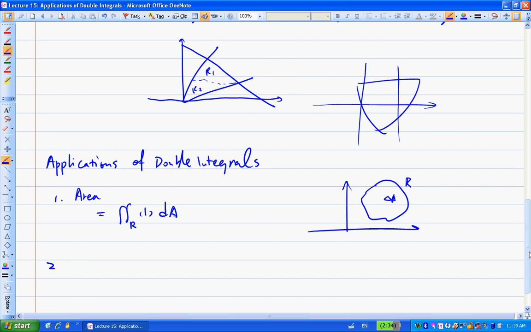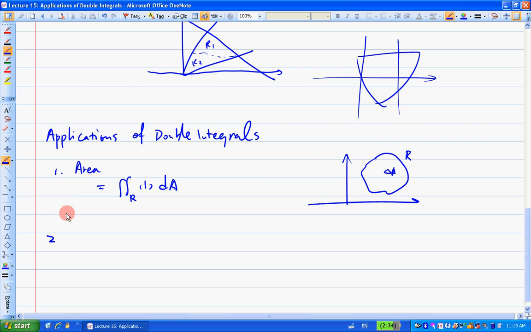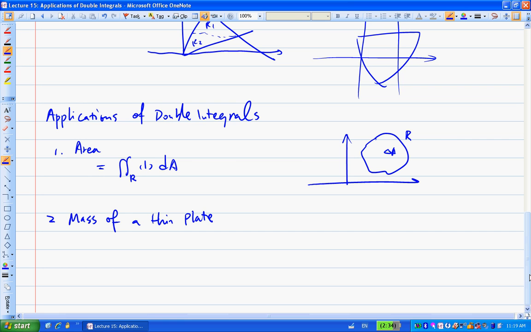Okay, so the second one here is to calculate the mass of a thin plate. Okay, mass of a thin plate. The keywords here are thin plate. Thin plate basically means you can neglect the thickness of the plate. So essentially, you're just calculating the mass of a certain area.